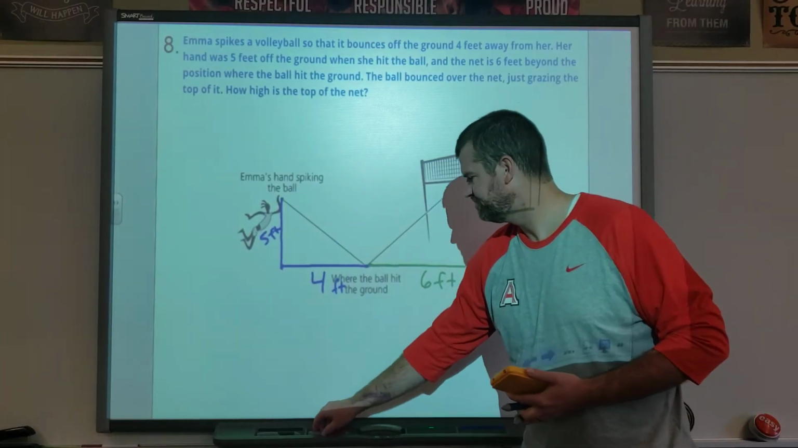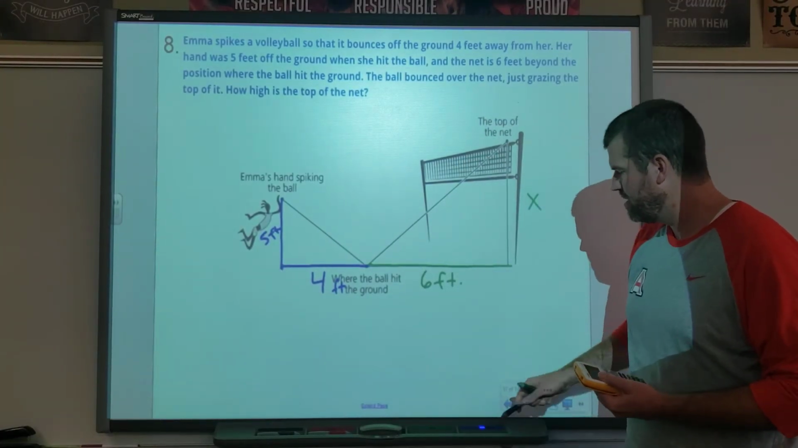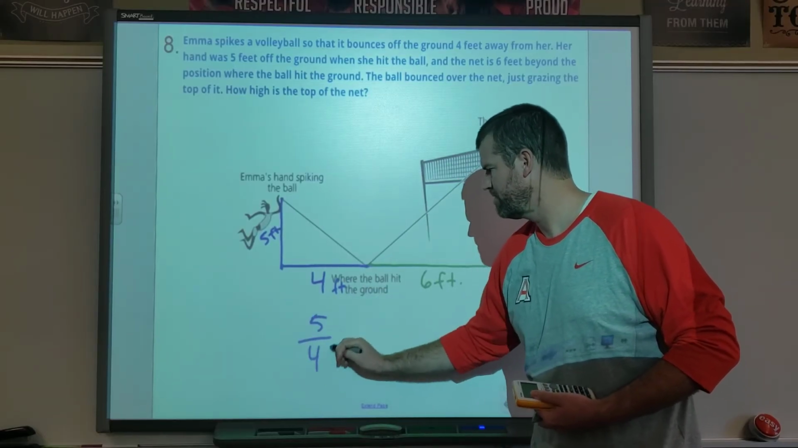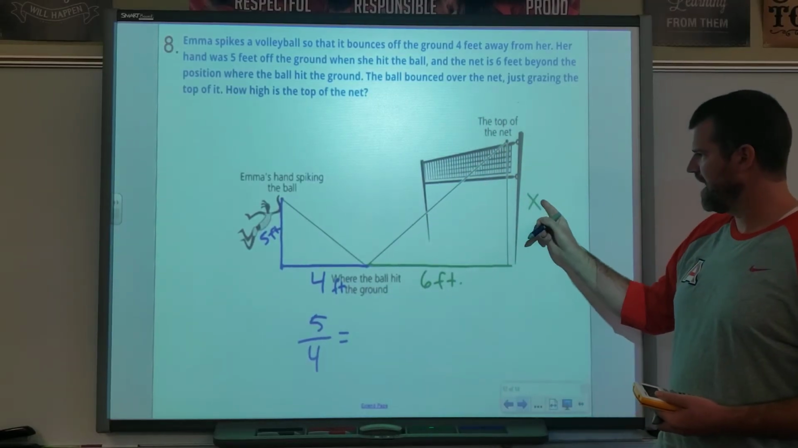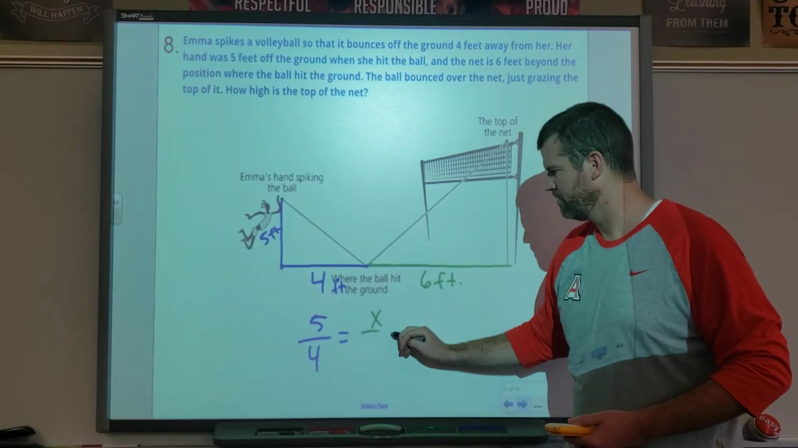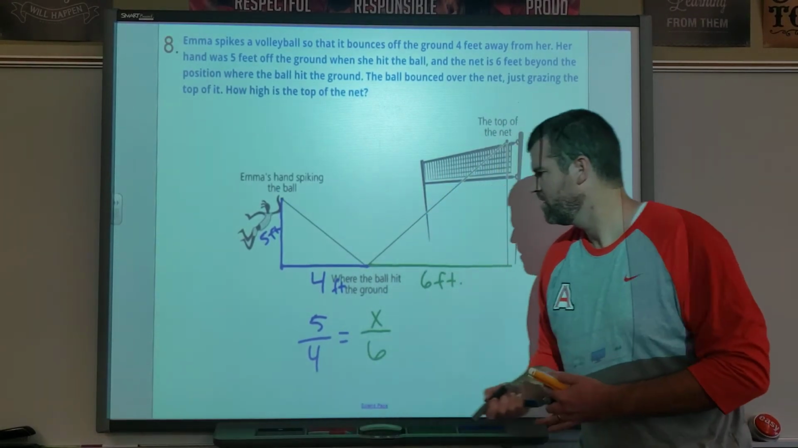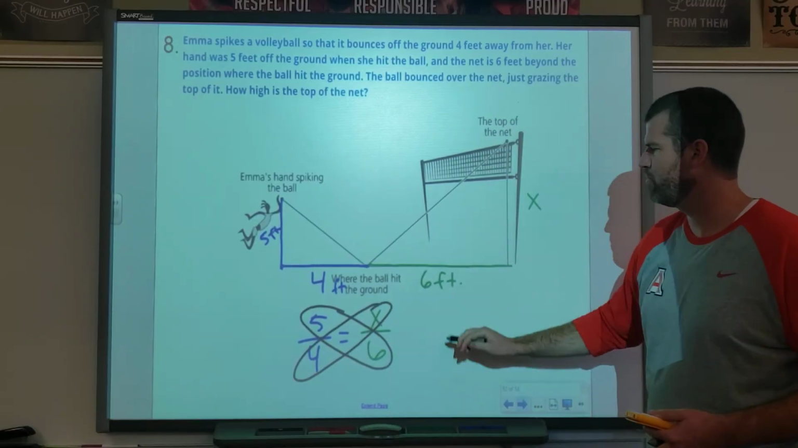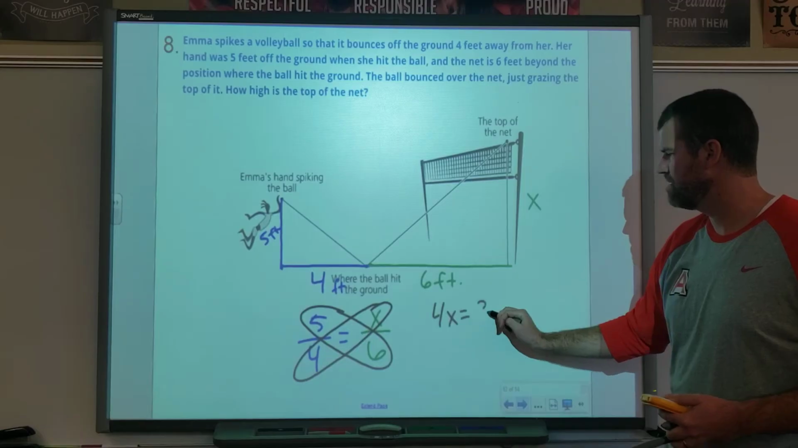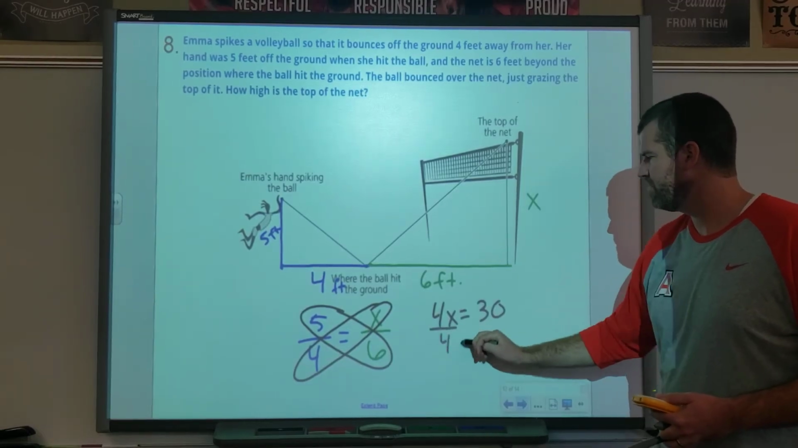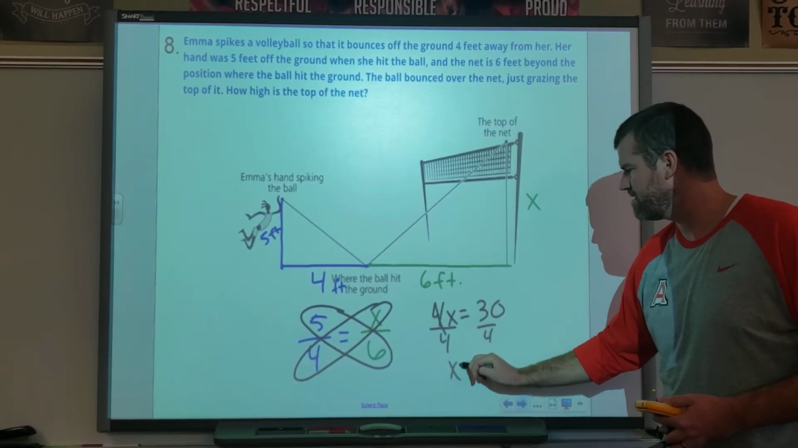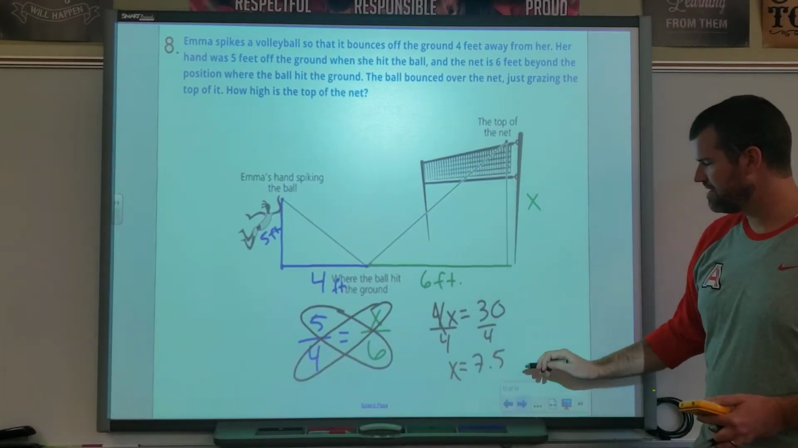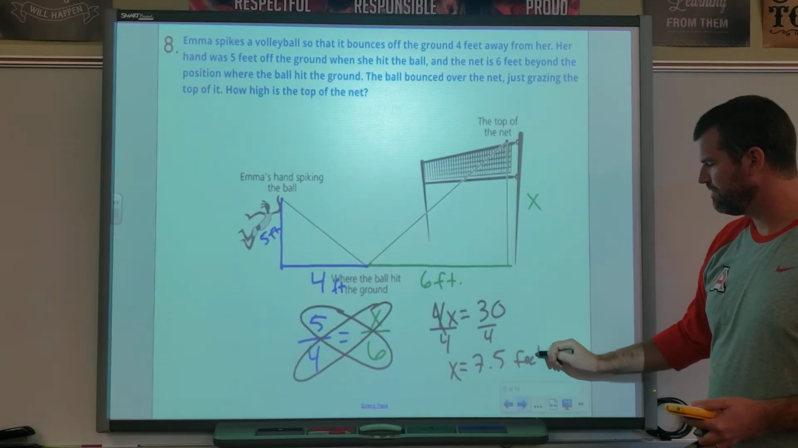All right, let's see how you did. I can set up the height over the ground, so 5 over 4. And then I can do the height over the ground, x over 6. Cross multiply, that's 30, that's 4x, so 4x equals 30. Divide by 4, x equals 7.5. So the height of the net is 7.5 feet.